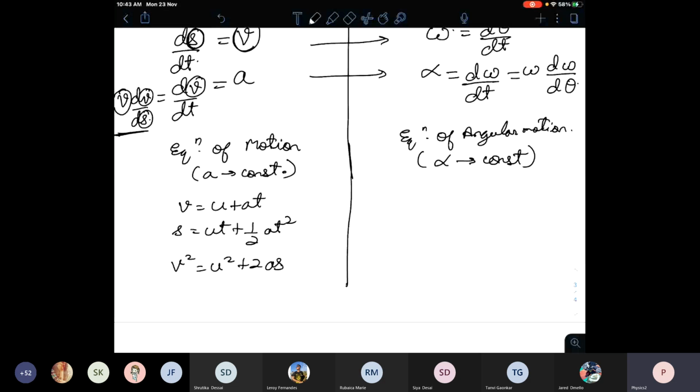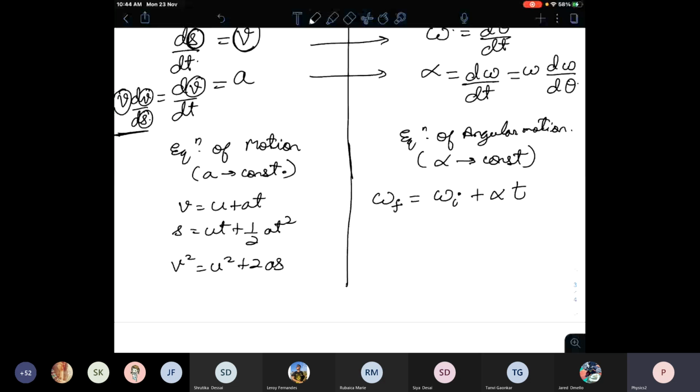Now how to replace it? v is equal to u plus at. V is the final linear velocity, so here it will become the final angular velocity, omega final. U is the initial linear velocity, here I will replace it with the initial angular velocity, omega initial. Plus, acceleration can be replaced by alpha t. This is the first equation of angular motion, same as linear motion.